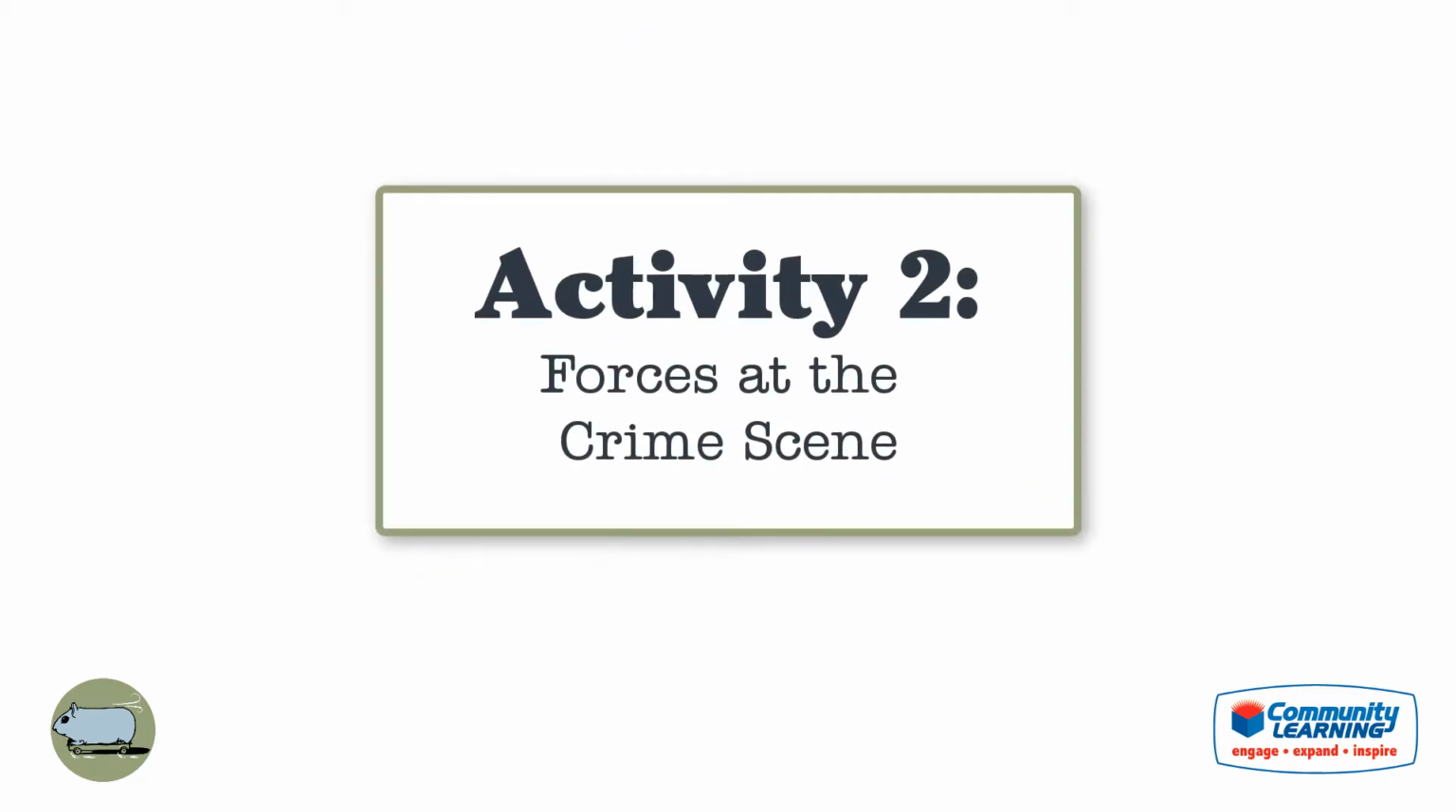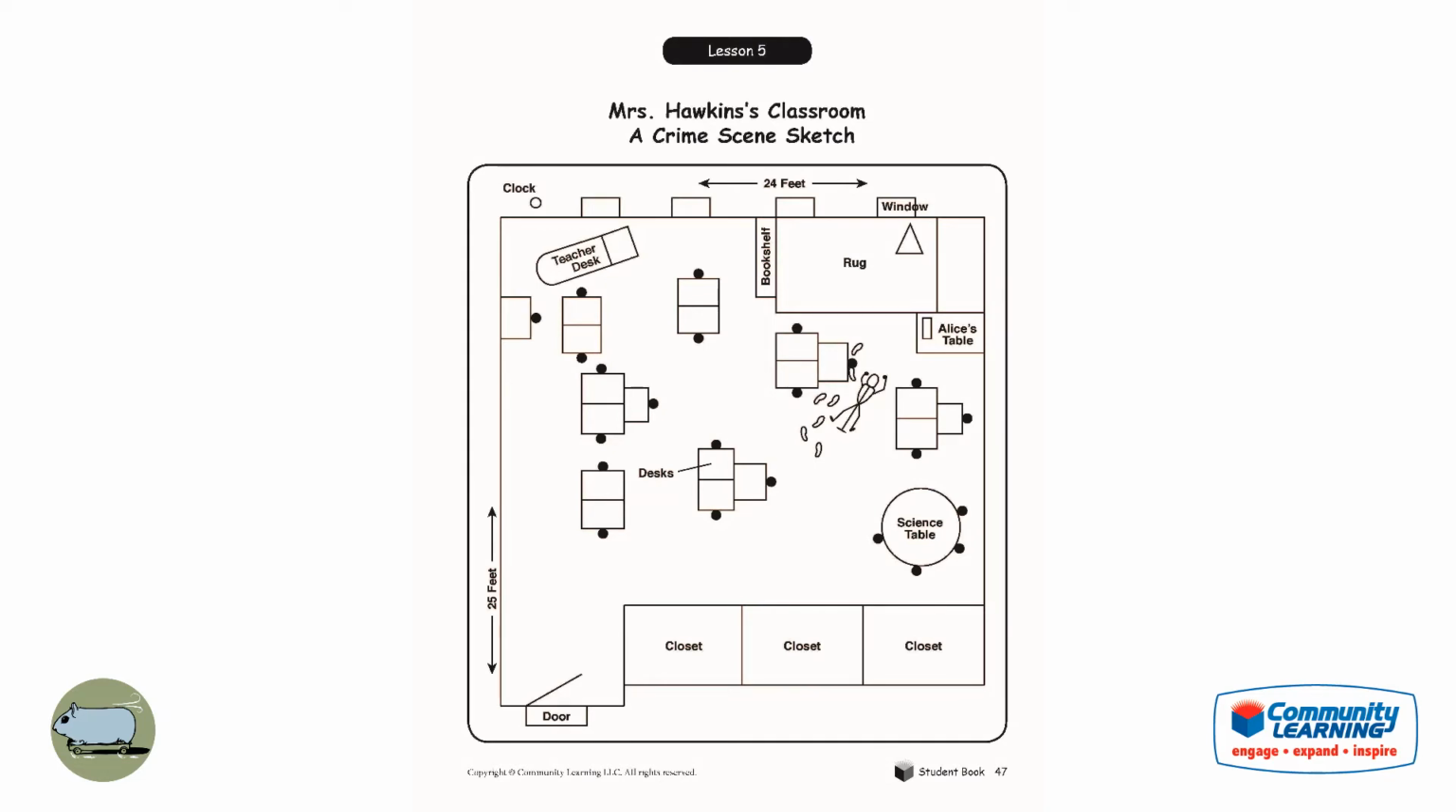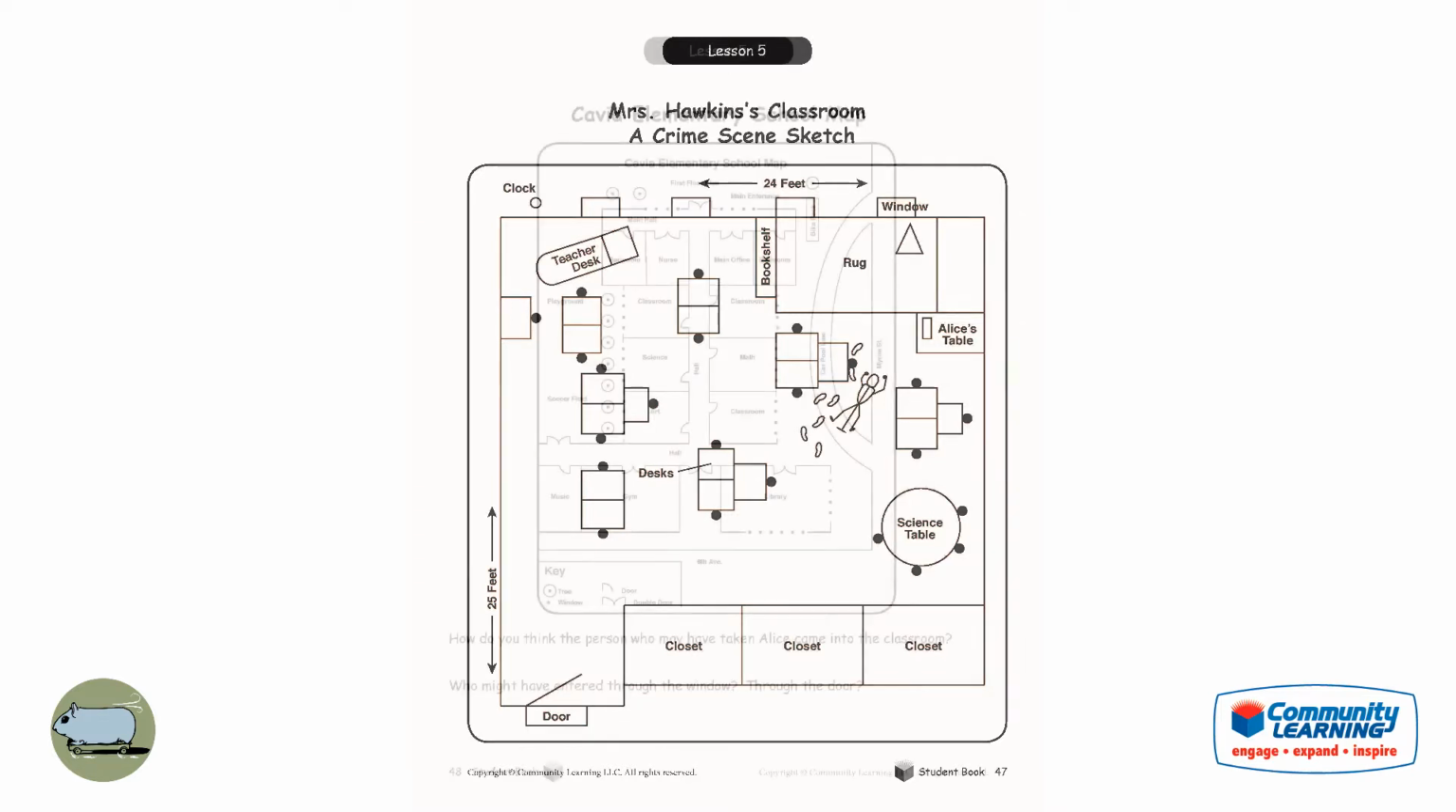Activity 2. Forces at the crime scene. Revisit the crime scene map with your students and note the position of the fallen model skeleton. Using their new knowledge of forces, ask your students to determine which way they think the person who took Alice was moving when he or she bumped into the skeleton.